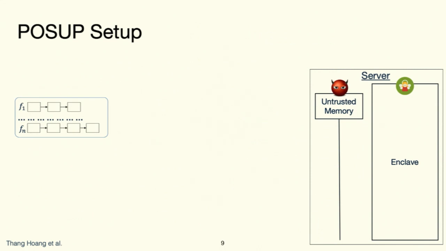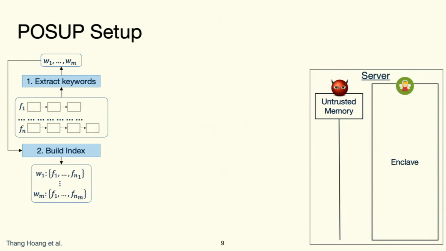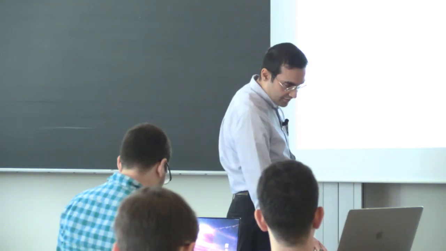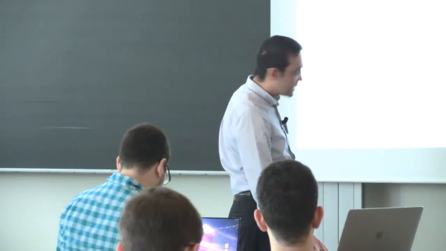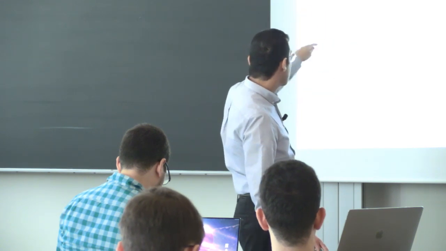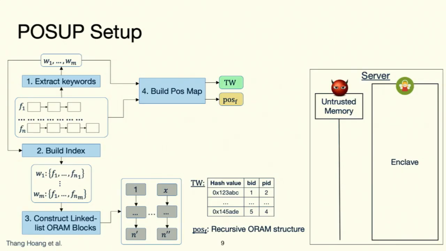So let's see our setup. It is a very traditional searchable encryption setup. So extract keywords, build an index. We are constructing a linked list of ORAM blocks as it is very common in inverted index constructions. And upon that, we will construct a position map for keywords and files, which will include a hash table which will associate which keywords appear in which file, which is very typical in searchable encryption. It is very difficult to get rid of. And we will also have a position map, and in this position map we will be storing the head of each file and keywords with a recursive ORAM structure.